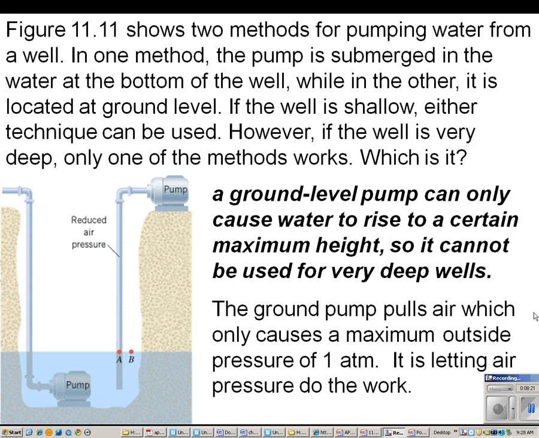The answer is a ground level pump can only cause water to rise to a certain maximum height, so it cannot be used for very deep wells. A ground pump pulls air, which only causes a maximum outside pressure of the atmosphere. It is letting air pressure do the work. So it can only lift as much water as the air pushing down causes the water to be pushed up. So this pump could evacuate all the air inside the pipe, but the only way that this water will be pushed up is due to the weight of the air. This air only weighs a certain amount, so you can only have a certain amount of water being pushed up.